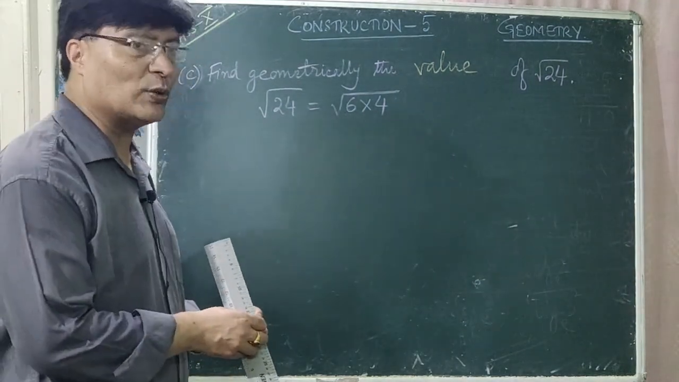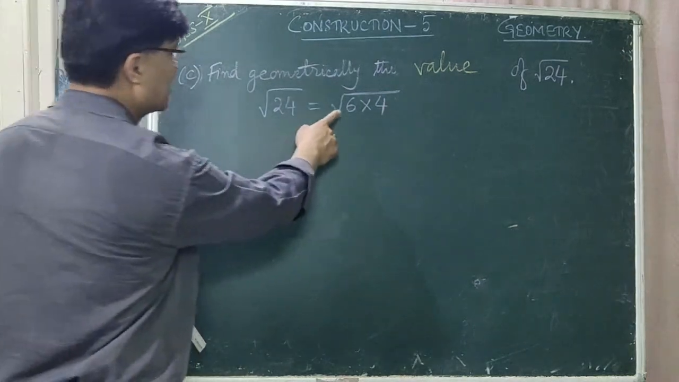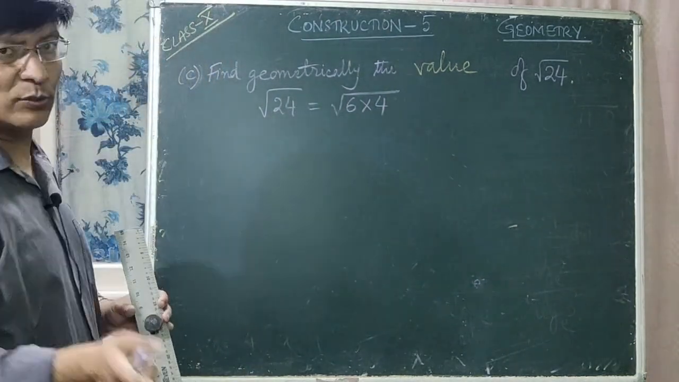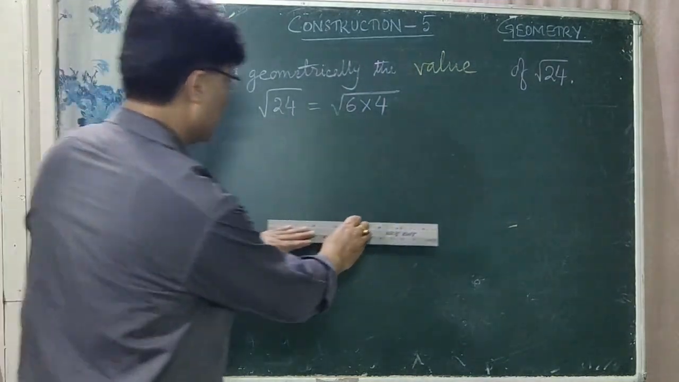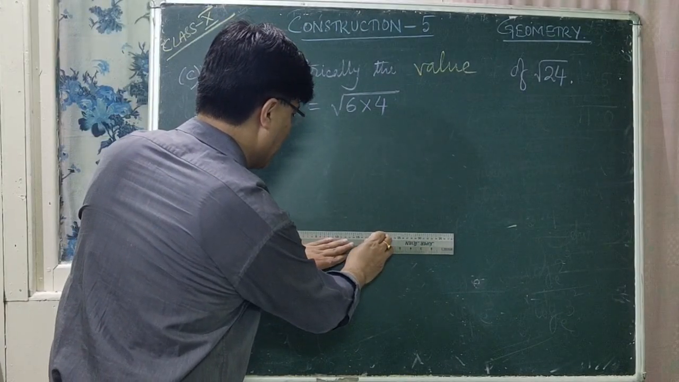Now let us draw the two lengths out here. One is 6 centimeter and the other one is 4 centimeter. What is 6 plus 4? 10. So 10 centimeter को लम्बाइ हामी यहाँ बनायौ एउटा length.